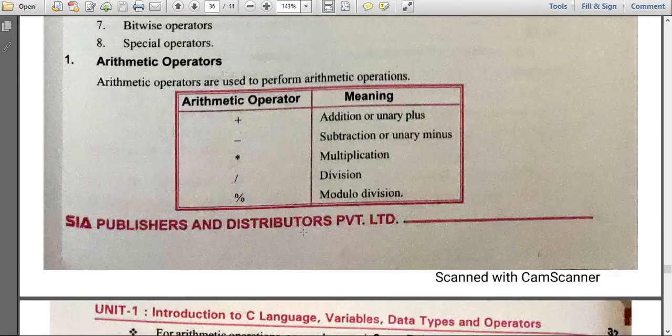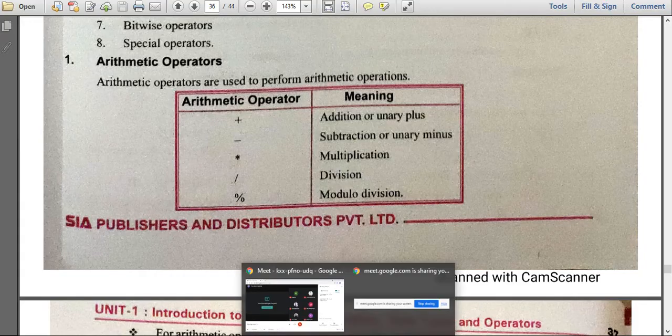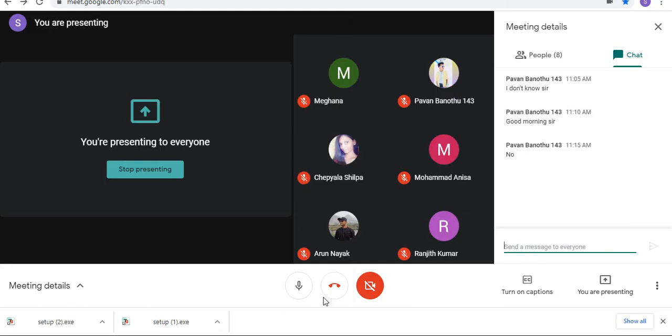Is that clear? Arithmetic operators? Any doubts in these arithmetic operators? If you answer, then it will be very good.